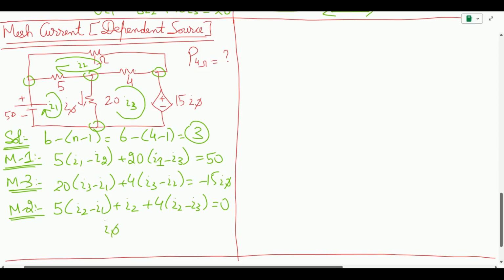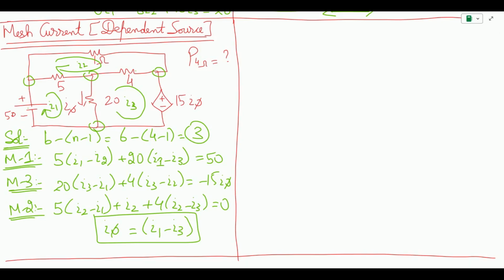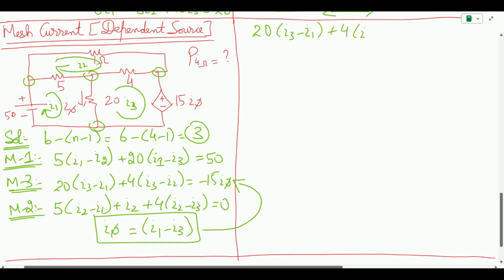So I5 is basically across the 20 ohm resistor. So I can write I5 is equal to the difference, I1 minus I3. This is the current that is being shared between mesh 1 and mesh 2. Since the current direction is closest to I1, that's why we have taken I1 minus I3. You substitute this back into the equation above for mesh 3, and we should get the equation for mesh 3 to be 20(I3 minus I1) plus 4(I3 minus I2) equals minus 15(I1 minus I3).